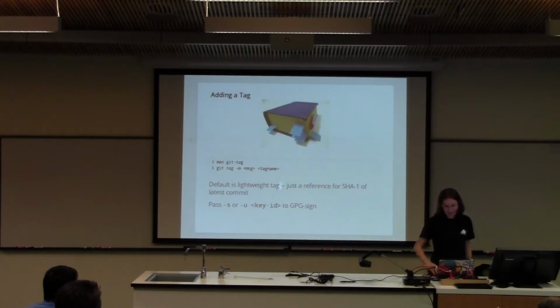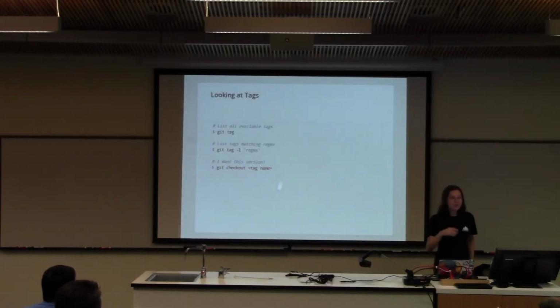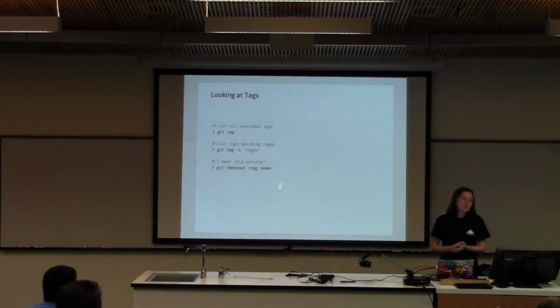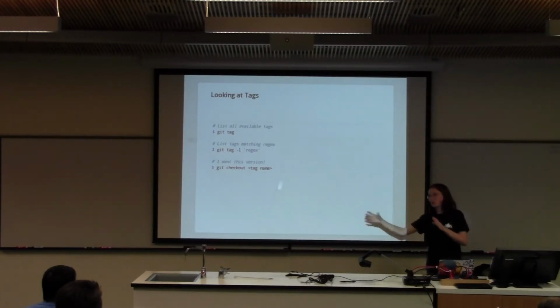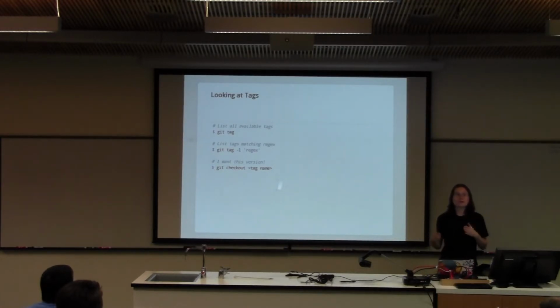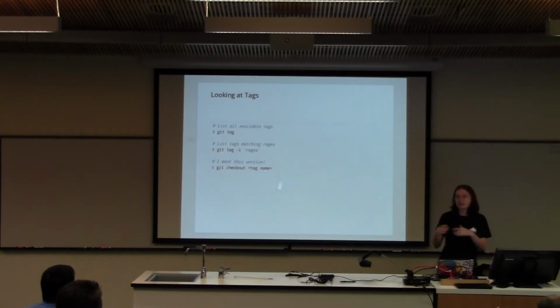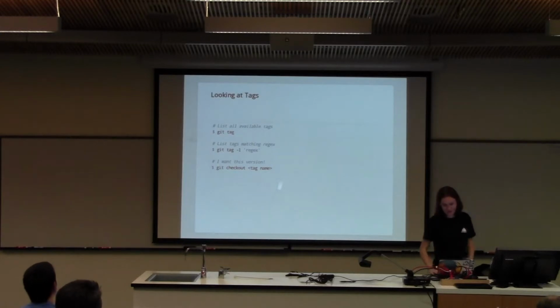To examine tags, plain old git tag will give you the list of all the tags that are around in the repo right now. You can search through them by a regular expression if there's a lot of tags available. And to set your current repository to a given tag version, all you do is you check out that tag. This is going to look really familiar when we start talking about branches, because branches are effectively just a tag that has some magic done in the background for you to make it easier to use.